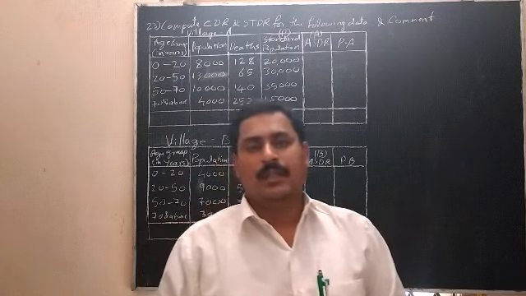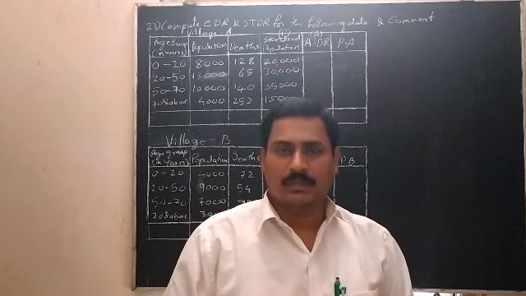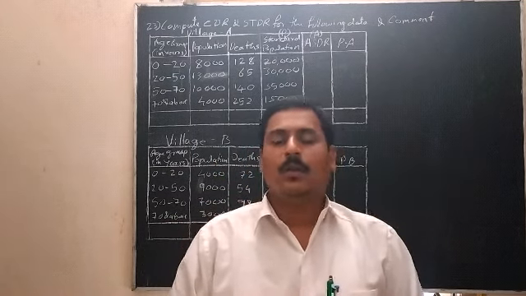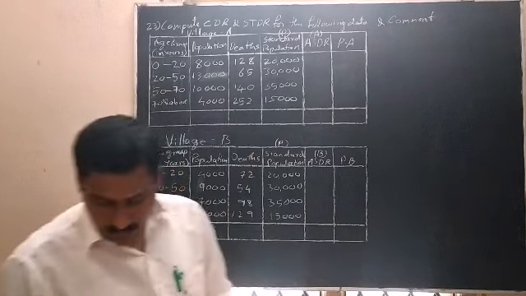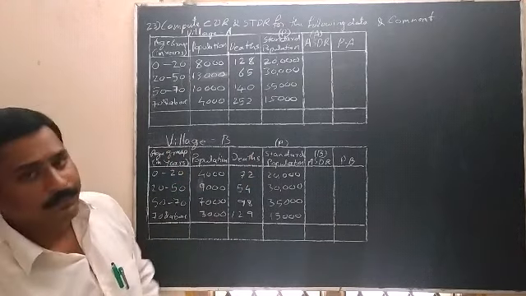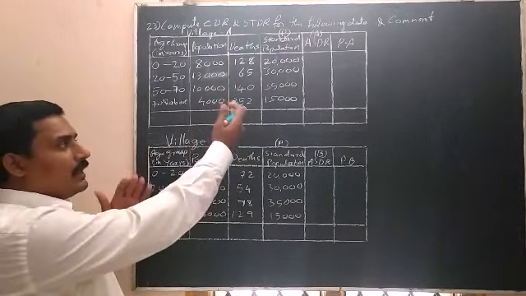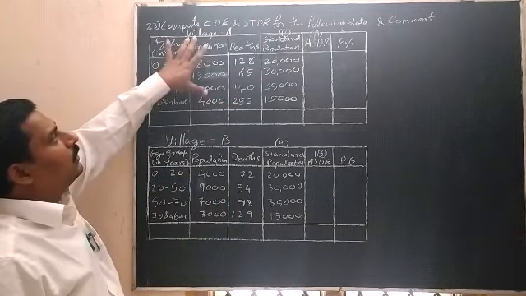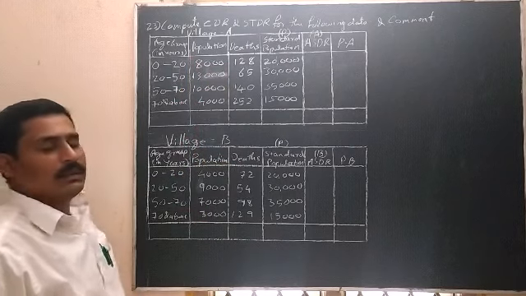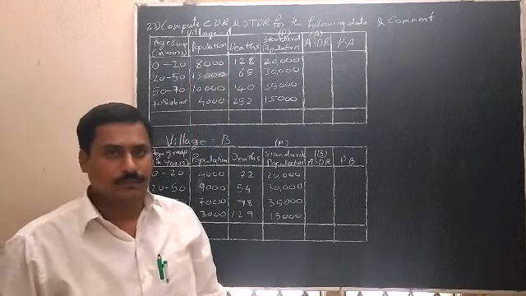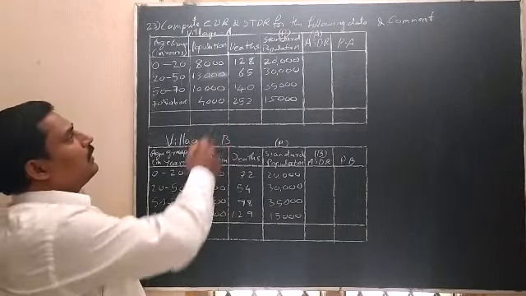Students, let us solve another problem on STDR, that is standardized death rate, when two locations along with the standard population are given. This problem I have taken from the textbook, problem number 24, page number 42, and for the sake of calculation I have taken it separately. This is village A and this data table shows village B. First let us solve for village A.